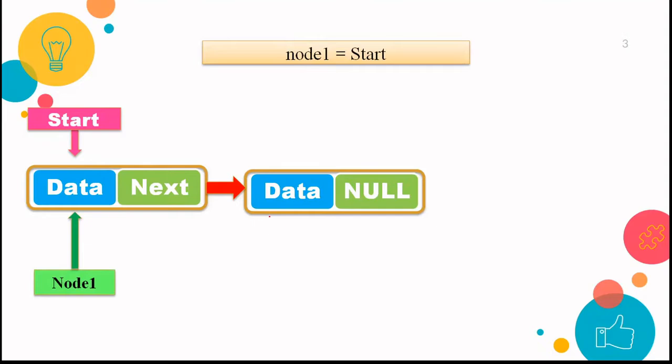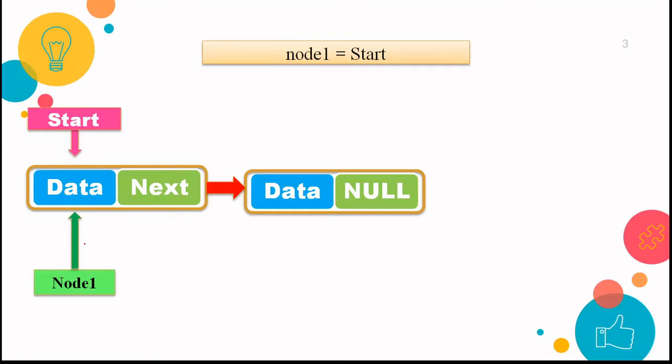Because when it finds a node which has its next part as null, it means it is the last node. And this will no more be the last node when we insert one more node after this. So that is the reason why we are taking this pointer node 1, which will contain the address of the first node, and it is going to traverse throughout the linked list until it finds a node in which the next part contains null, and that shows that that is the last node of the linked list. And after finding the last node, we are going to insert a new node after that node to make it the last node of the linked list.